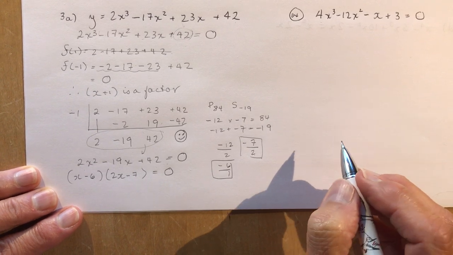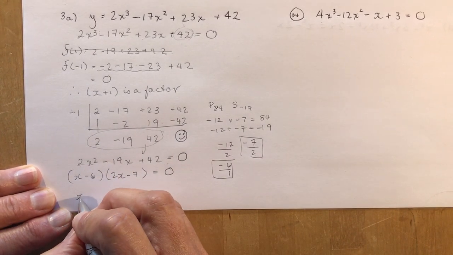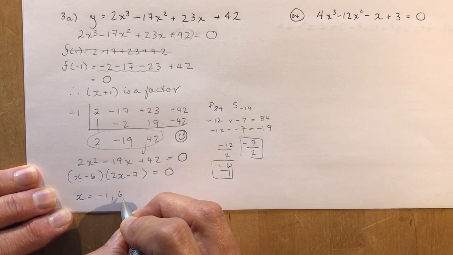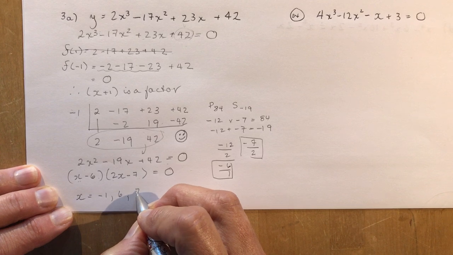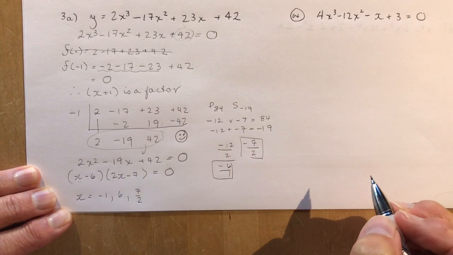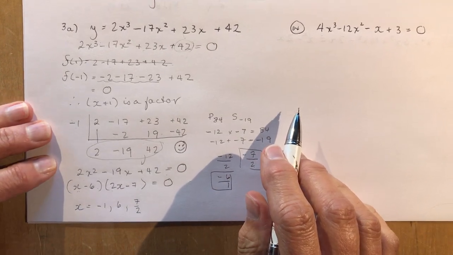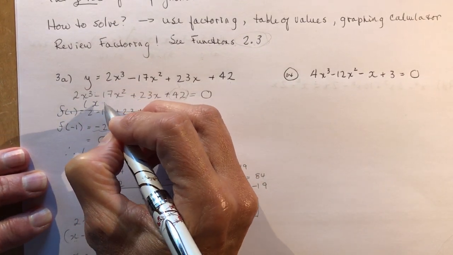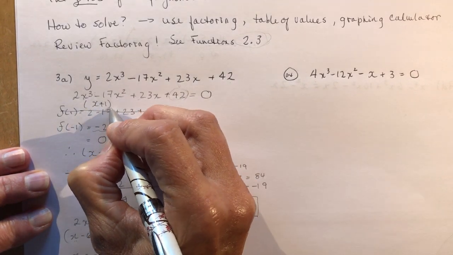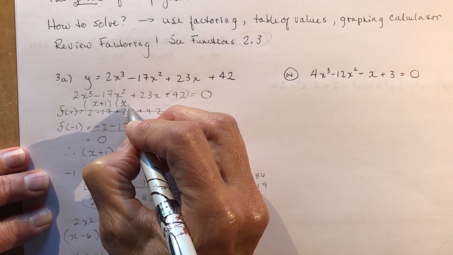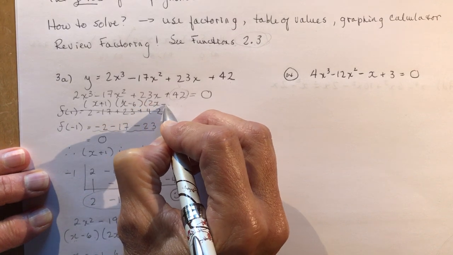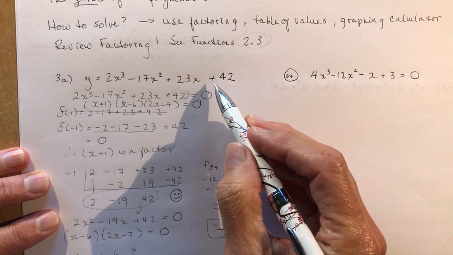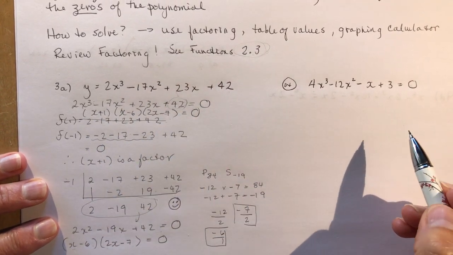Okay, so if they asked you just to solve it, you'd say that x is equal to negative 1, what makes this bracket 0; 6, what makes this bracket 0; and that would be 7/2. So this equation right up here is the same thing as x plus 1 times x minus 6 times 2x minus 7. That's another way of writing this equation, in factored form.